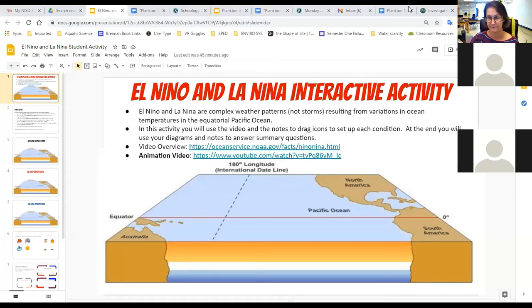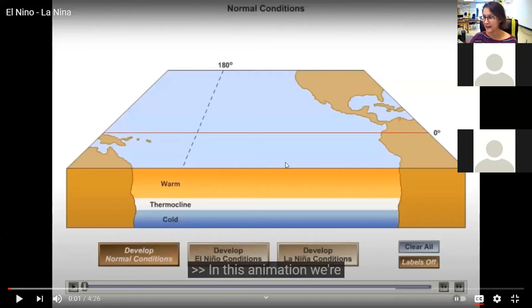So let me make sure I'm showing the video. Okay, so here we go. Look at that. Oh my gosh, it's the same thing. But in this animation, we're going to show you normal conditions. As you can see here, it's normal conditions. This is what is supposed to happen.